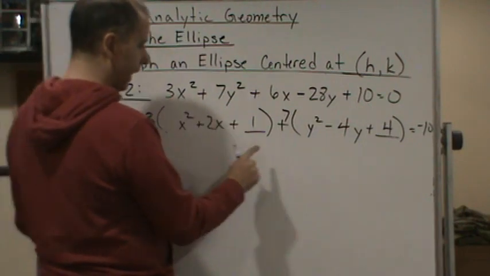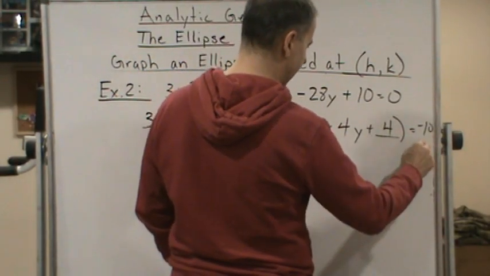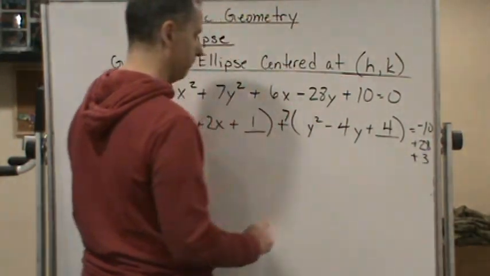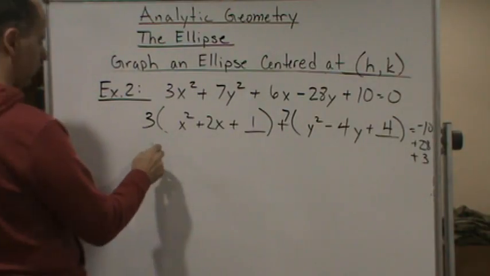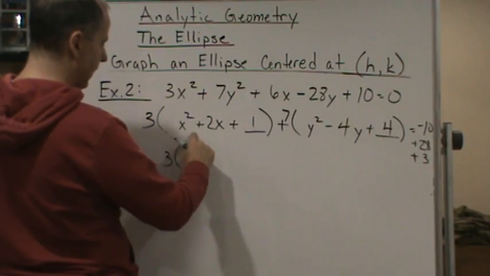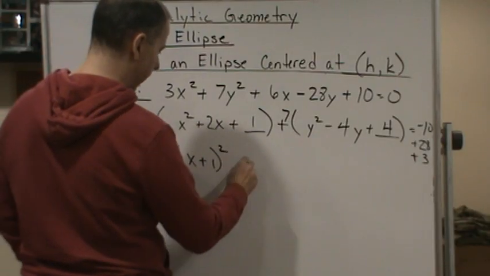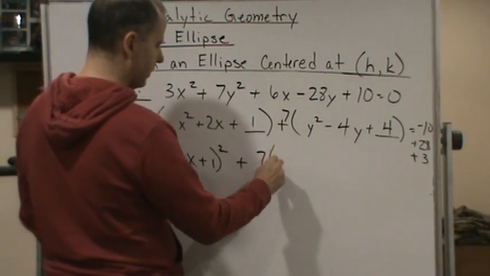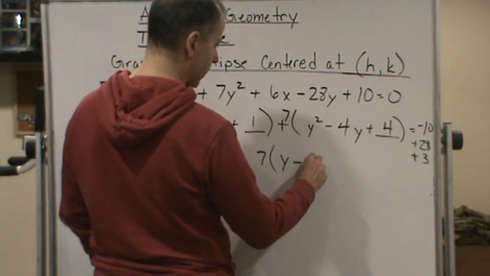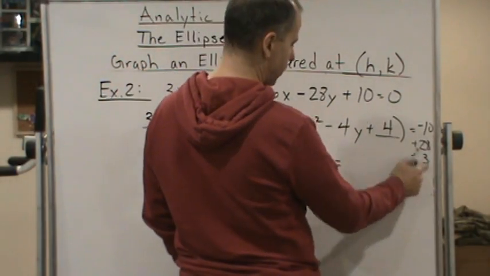Okay? And this is not 4, but I'm going to do 7 times 4. So I'm going to add 28, and I'm going to add 3 over here. Okay? Now, what I'm going to do is, now I can do the completing of the square. So this is going to be 3 times x plus 1 quantity squared, and this becomes 7 times y minus, don't forget, minus 2 quantity squared is equal to, now this gives me 21.